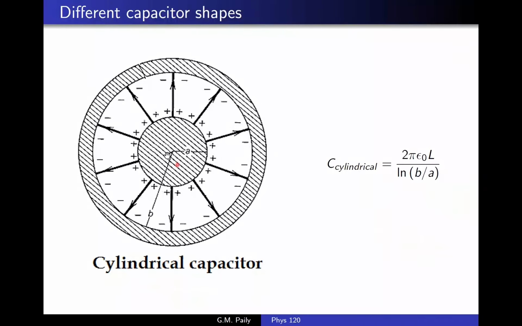You could have a cylindrical capacitor where you have two concentric cylinders. And again, you can see that if the ratio B over A is close to 1, if there's not much separation between them, then the log of a number very close to 1 will be very close to 0. Log of 1 is 0. So a number close to 1 gives a log close to 0, and you're dividing by a very small number, which means you get a large capacitance. So again, we see this pattern: if the plates are close together, the capacitance increases.